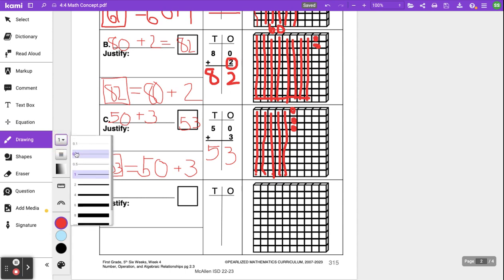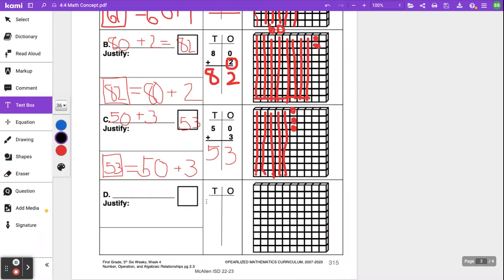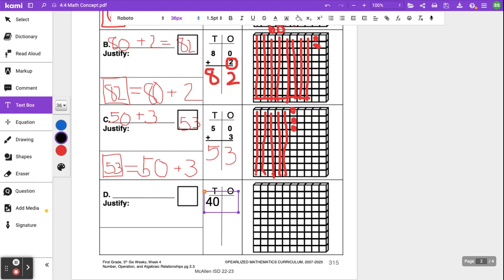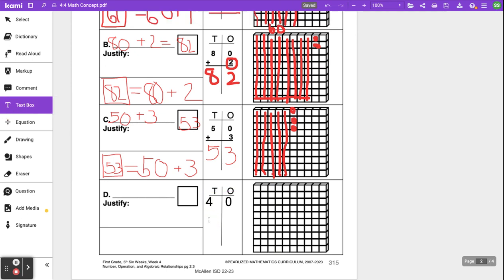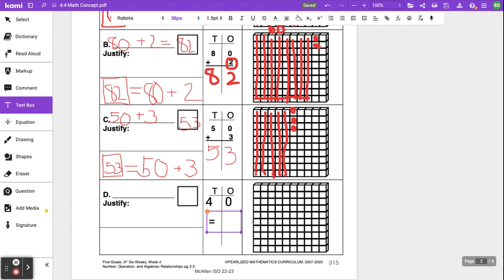Letter D. There's nothing here. Let's make our own. So we're going to put in here the numbers. Let's say 40. Come over into my ones place there. 40 plus, oops, there we go. There's my plus sign. Plus, I'm going to say plus 9.